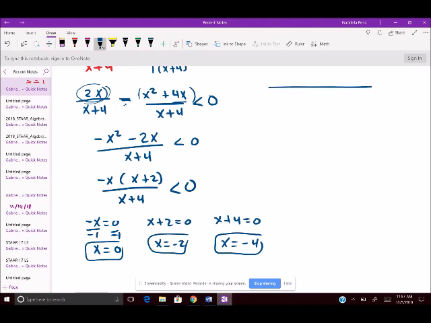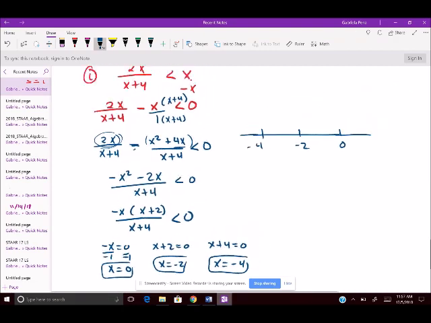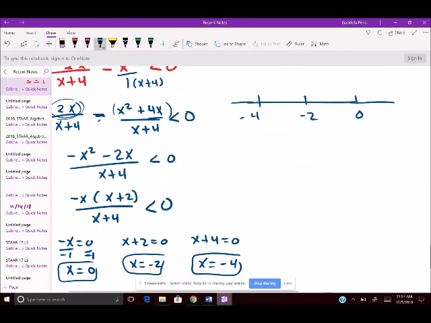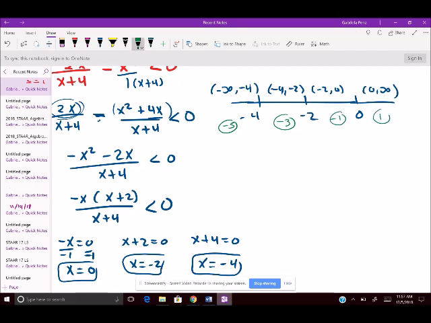So when I do my number line, negative 4, negative 2, and 0. And since the problem is all the way in the top, was this bracket or parentheses? Parentheses. So negative infinity to negative 4, negative 4 to negative 2, negative 2 to 0, and 0 to infinity. Which numbers would you pick? Negative 5, negative 3, negative 1, and a positive 1.